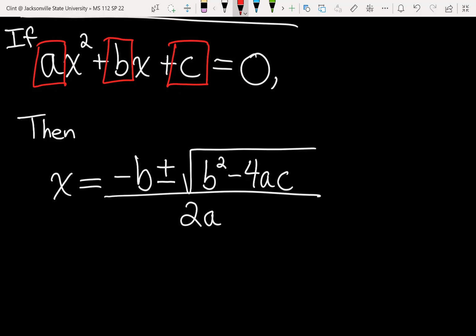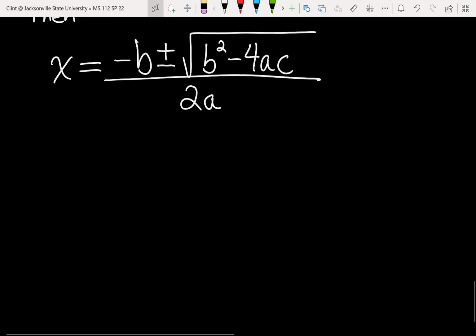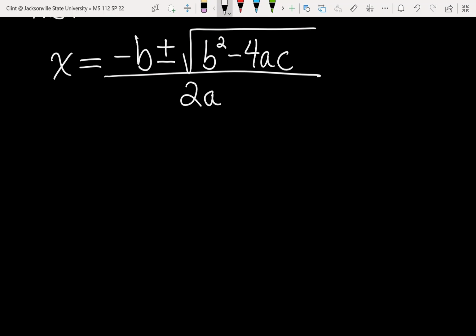Let's do one. To me, the downside of the quadratic formula is sometimes you get stuck doing a lot of simplifying, and simplifying radicals especially is not always a lot of fun.